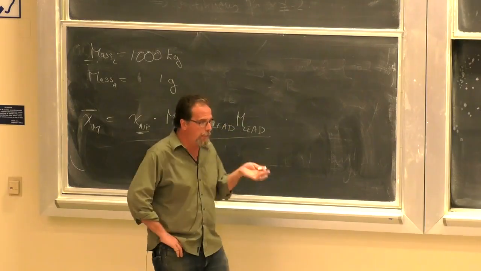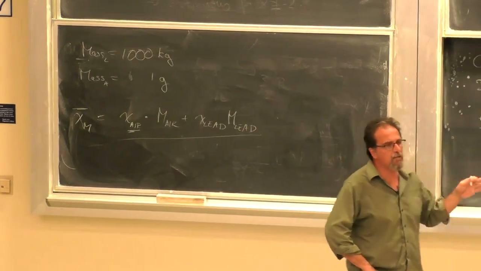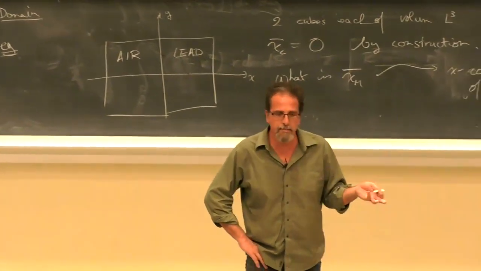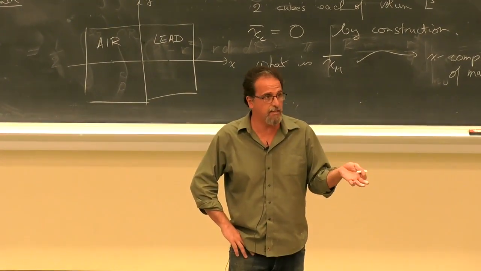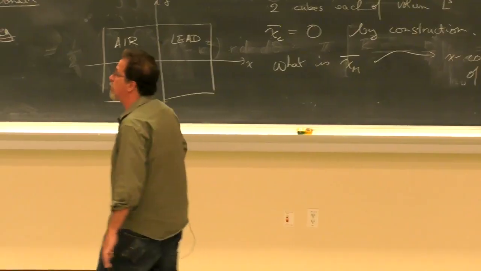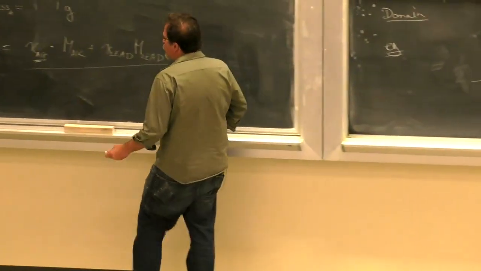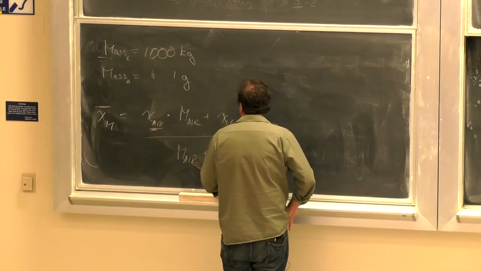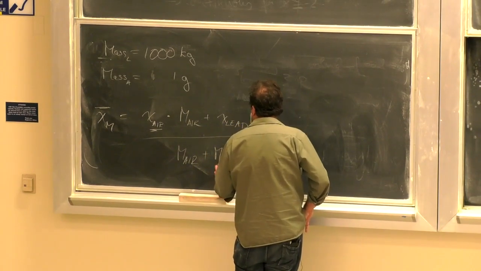You see here clearly we've got kilograms times meters in the numerator, and we must get a distance out of this averaging, so we must divide by kilograms. So what would you divide by? You would divide by the total mass in that joint system, which is the mass of the air plus the mass of the lead.